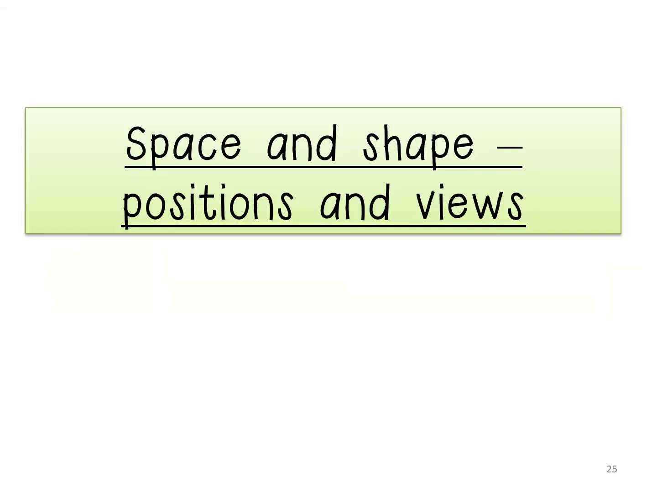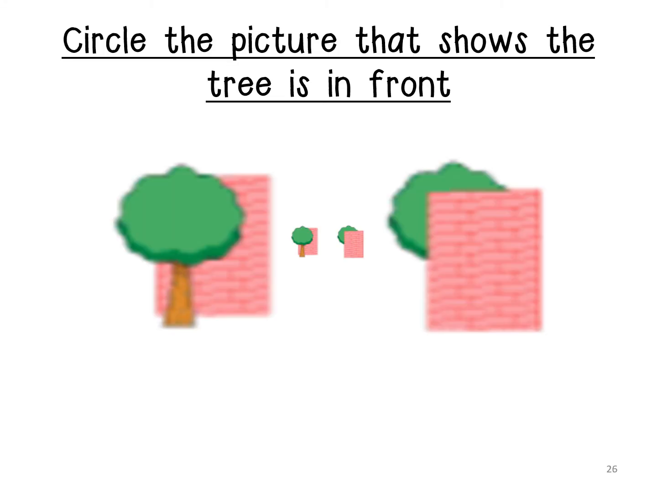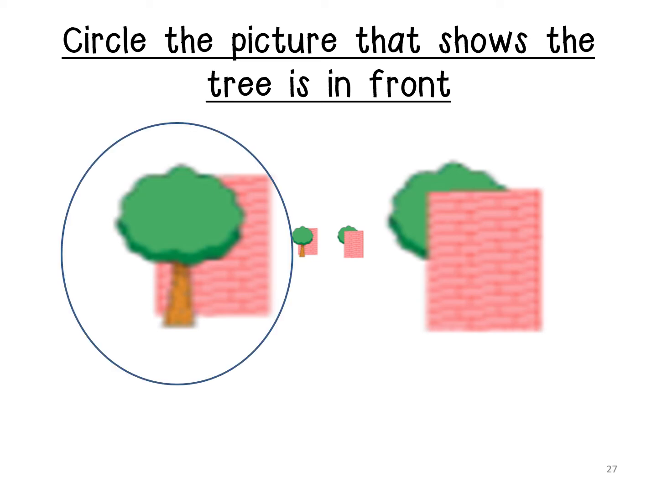So now, boys and girls, we are going to be doing our space and shape, which is positions and views. It says, circle the picture that shows the tree is in front. So we have two pictures here. You need to see which picture shows the tree is in front. Yes, it is the first picture because you can see the whole tree. So that is why I have circled the first picture.